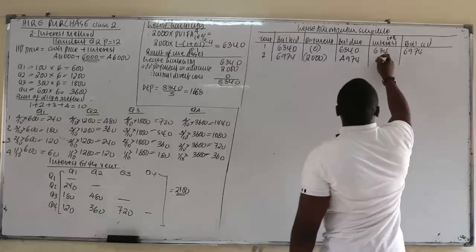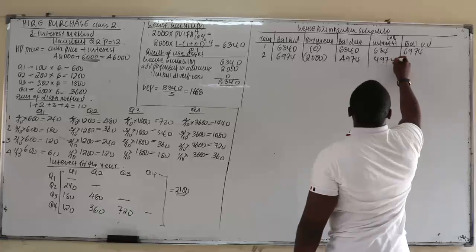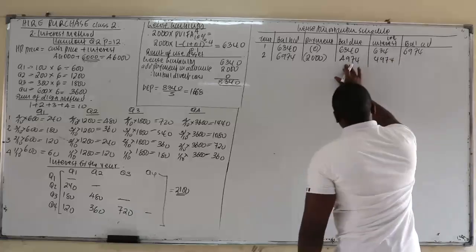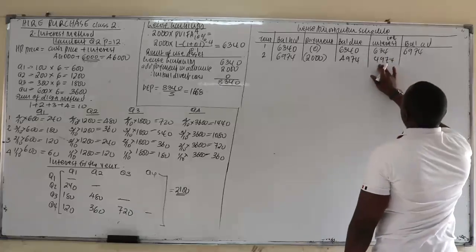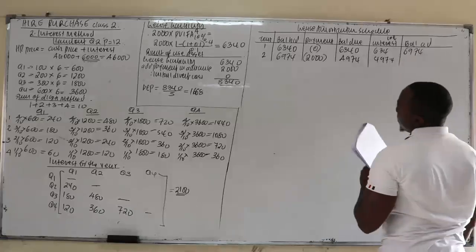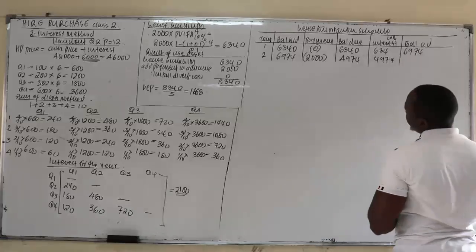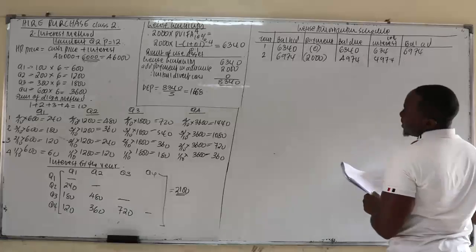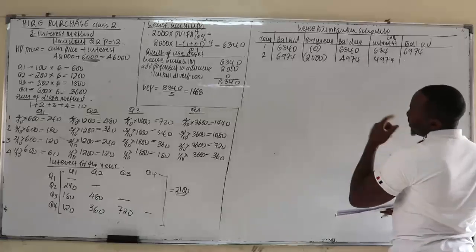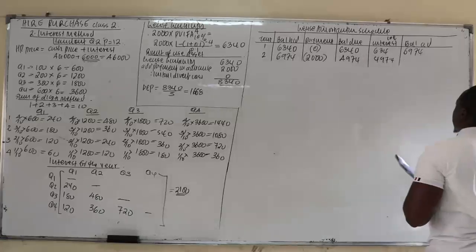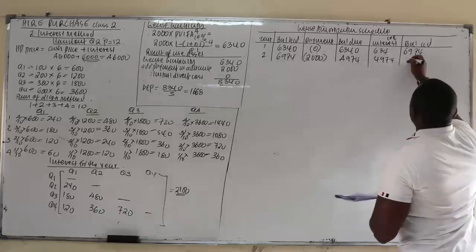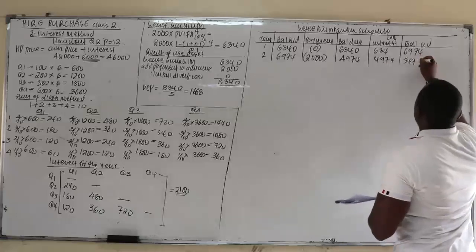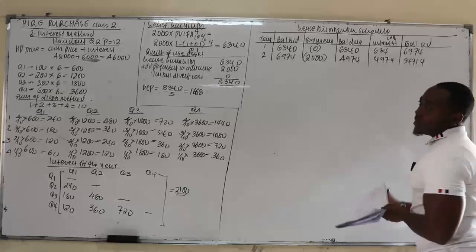When you accrue an interest, it will be 497.4. So you take 4974, you add the interest accrued for the year, then you get the balance carried down. I dedicated 2 hours to doing this topic, IFRS 16. 5470? 5444, good.